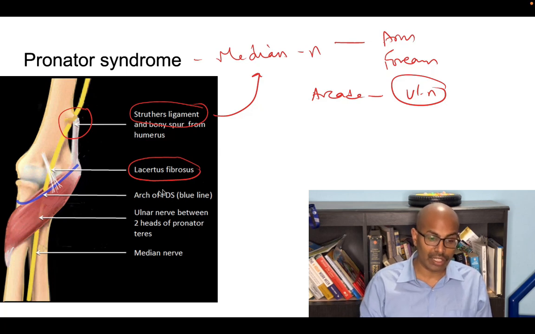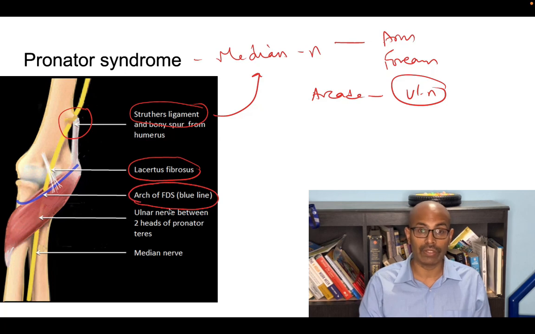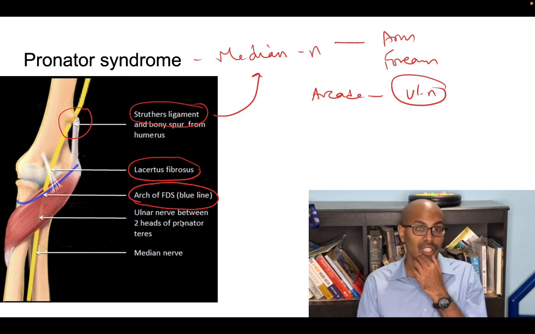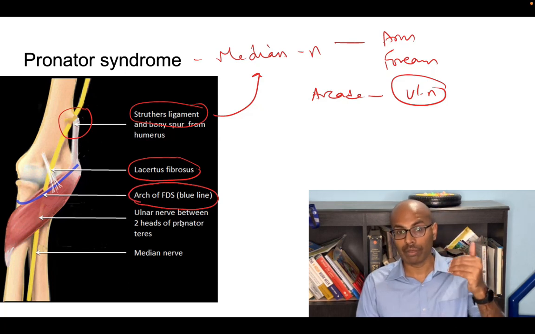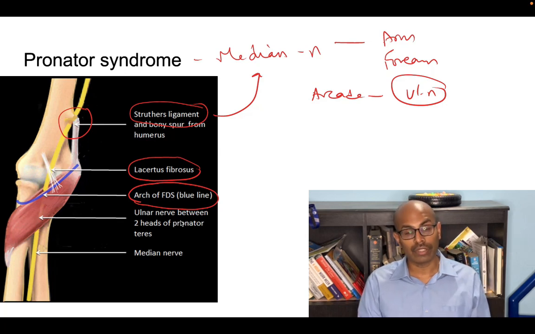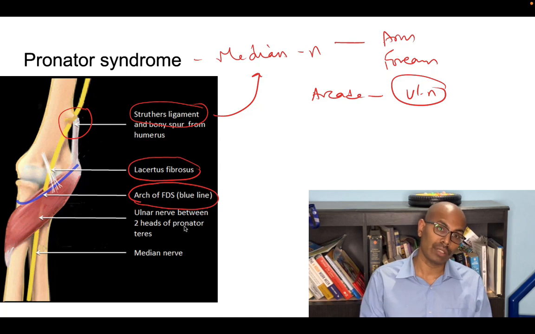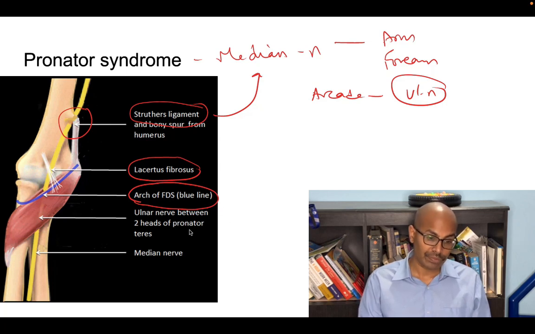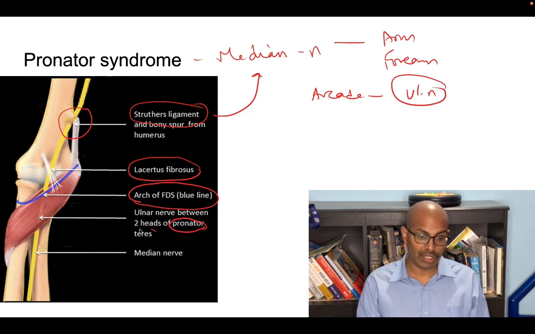Where else can it get compressed? It can get compressed under the arch of the flexor digitorum superficialis, that is FDS. The leading edge of the flexor digitorum superficialis can also compress the median nerve. It can also get compressed between the two heads of the pronator teres.